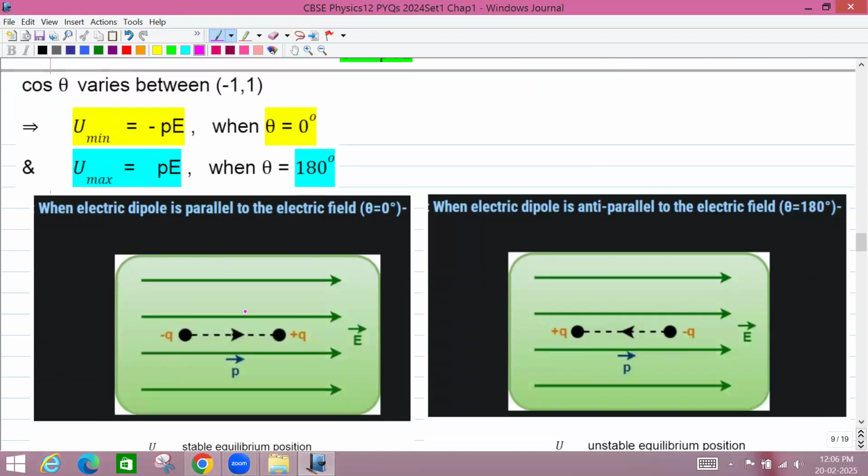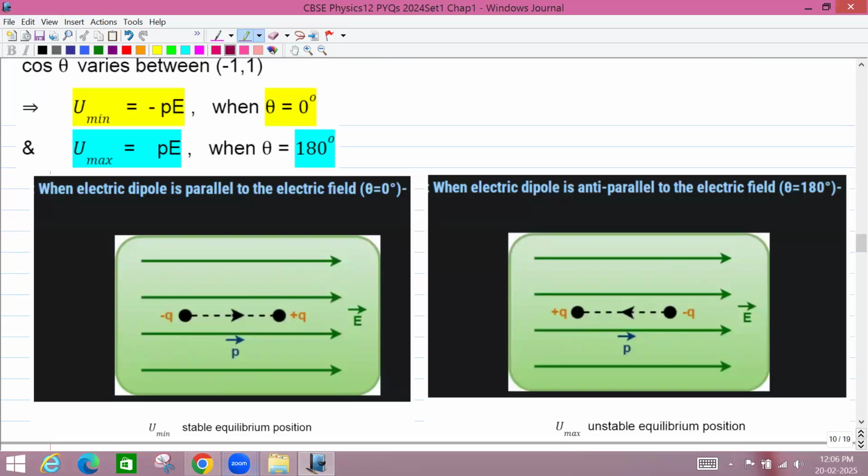And when theta is 0 degrees, P, which is from -q to +q, will be in the same direction as E. P vector and E vector are parallel, so this is the minimum potential energy position. And when -q and +q are placed the other way, this is the maximum potential energy position because P dot E will become negative, and one more negative sign is in the formula. So this is the position for the maximum potential energy.